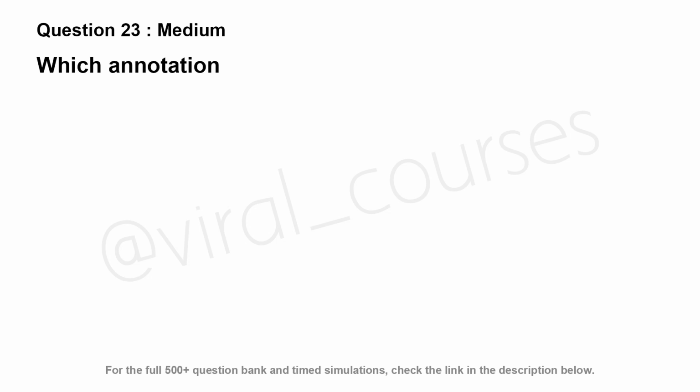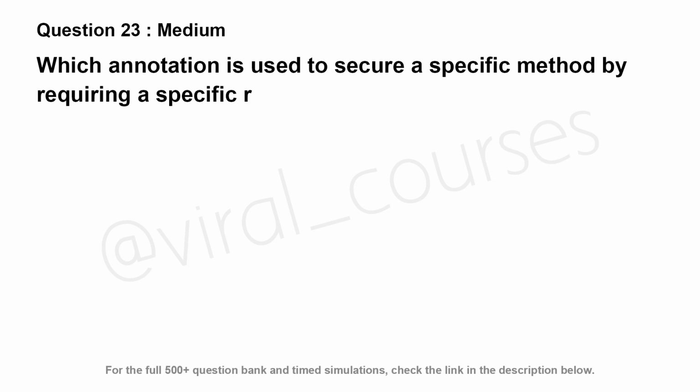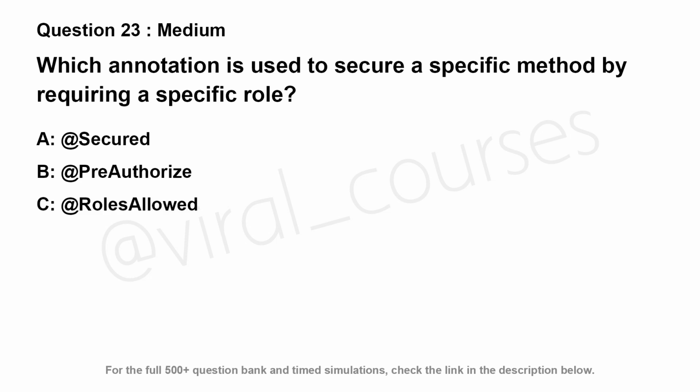Which annotation is used to secure a specific method by requiring a specific role? Option A, @Secured. Option B, @PreAuthorize. Option C, @RolesAllowed. Option D, all of the above.